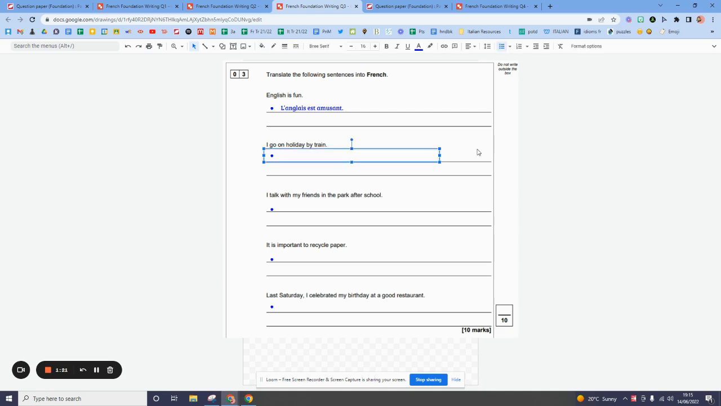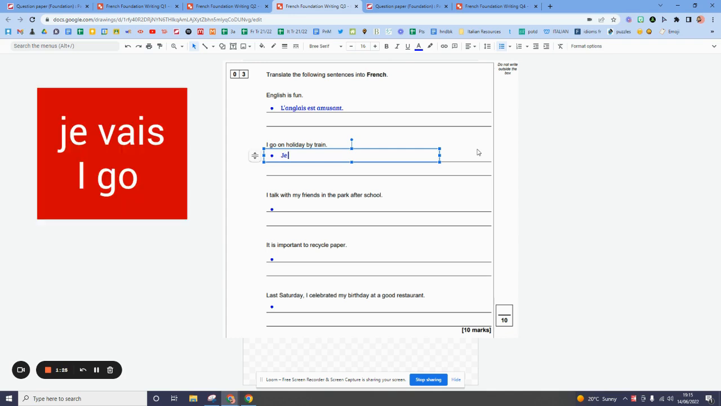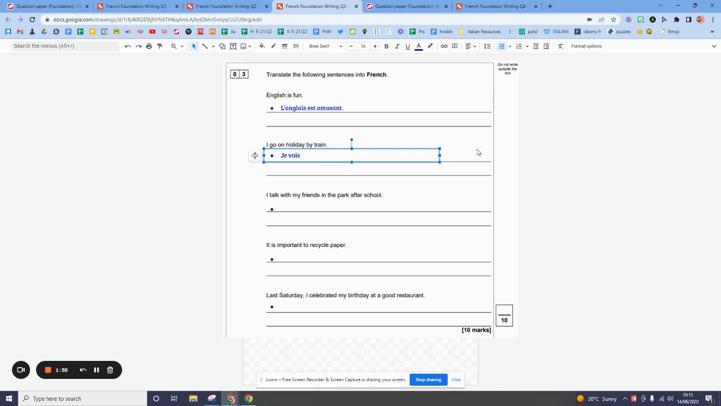I go, okay? So this is one that we need to make sure we've got in our arsenal. Je vais. We need to know that je vais is I go. On holiday. En vacances. If you're stuck on a word like holiday, maybe think of a different way of saying it. So you might think, I might say I'm going on vacation. It's vacances. By train. Now, this might be a little bit of a tricky one. You might be thinking, I can't remember that tiny word by. Okay, so it is en train.